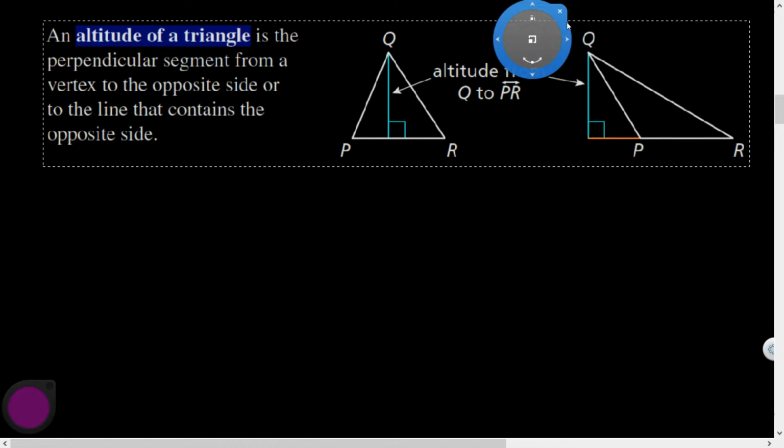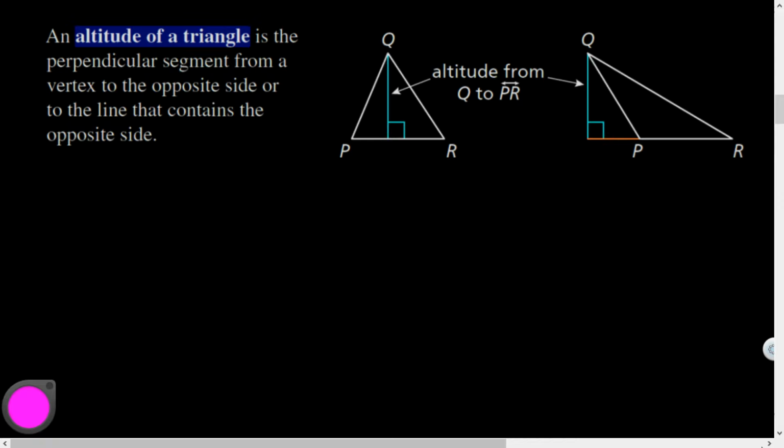Here we go. Altitude. An altitude of a triangle is the perpendicular segment from the vertex to the opposite side, or the line that contains the opposite side. When you have an acute triangle, your altitude will be in the interior of the triangle. But some of you with Geometry Sketchpad earlier, when you realized you had an obtuse triangle, your altitude was on the outside of it, and you had to extend one of your sides in order to get it. All right, so yeah, it's perpendicular to one of the sides.